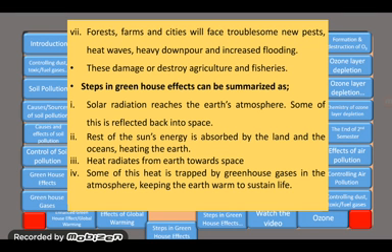Then heat radiates from the earth towards space. Part of the heat that got to the earth is radiated back to the space, and with the help of the greenhouse gases in the atmosphere, such heat is being trapped back to the earth, and this helps to keep the surface of the earth warm in order to sustain what? Life.